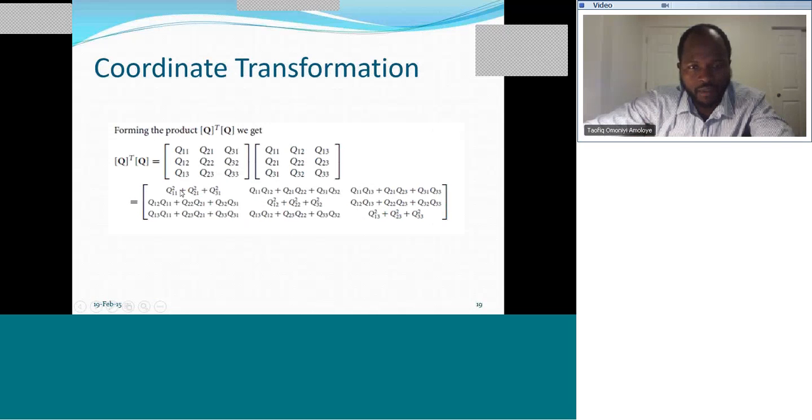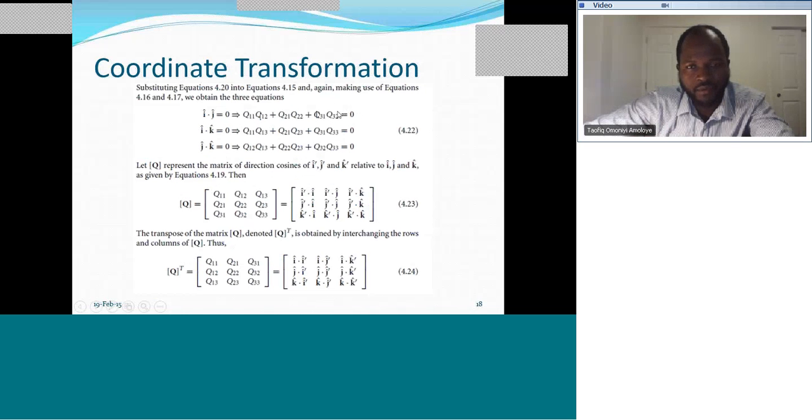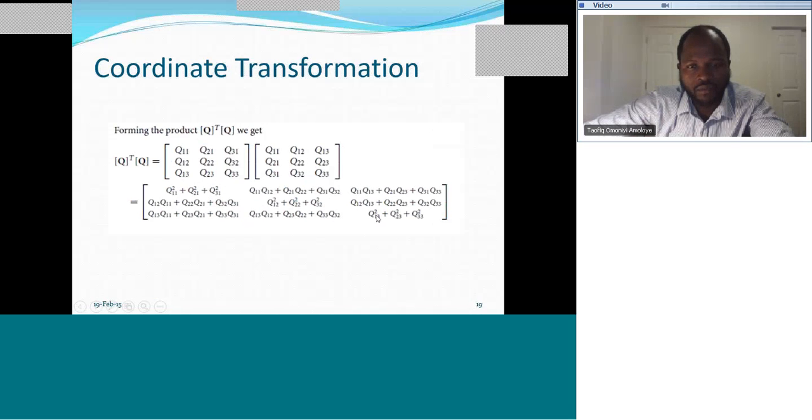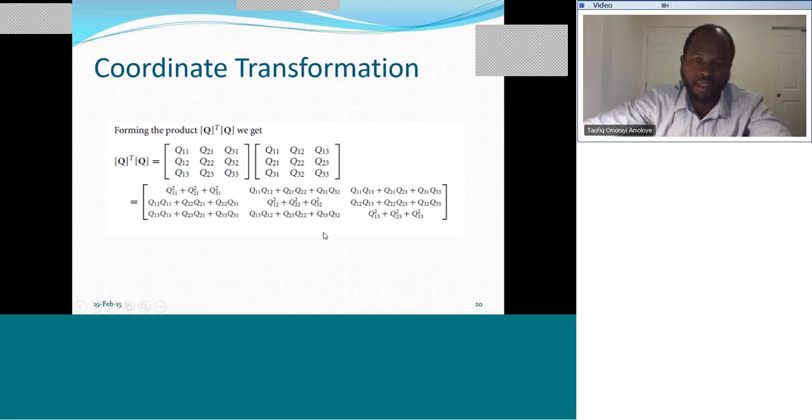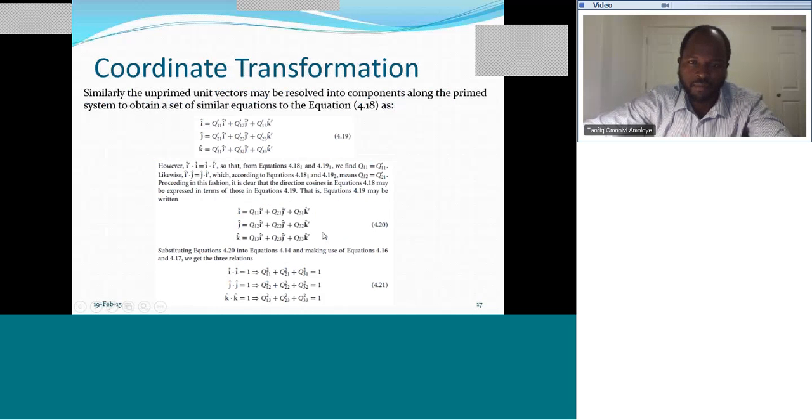So over there in the diagonal, 1, 1, 1. And then these other ones are equal to 0 from equation 4.22. So we have 1, 1, 1, and then 0, 0, 0, 0, 0, 0. That means the product of the transpose of Q and Q is just equal to an identity matrix.